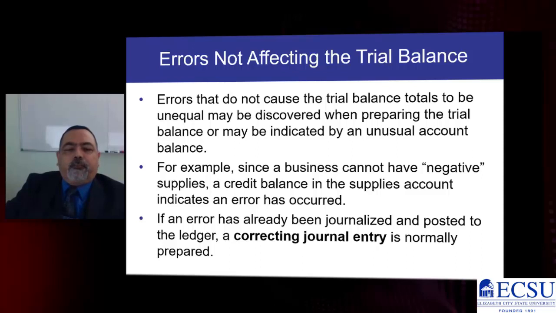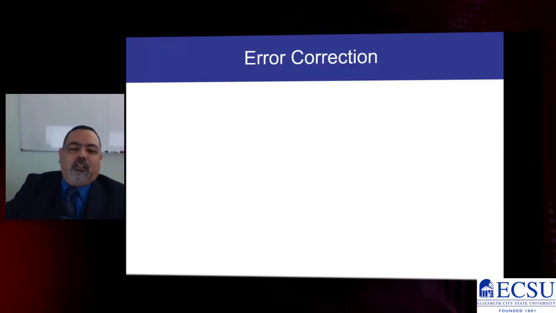We rectify that. If an error has already been journalized and posted to the ledger, you cannot just scratch out whatever you have done and rewrite again. So what you have to do instead is a correction journal entry. That's known as a rectifying journal entry or correcting journal entry. The words are used interchangeably. The British like rectification, and we like correcting journal entry.